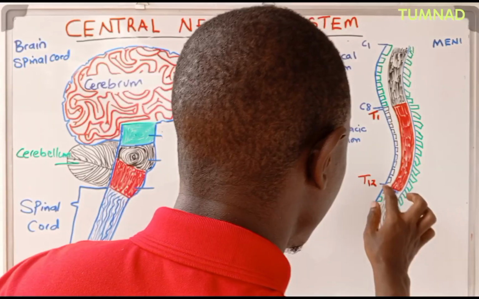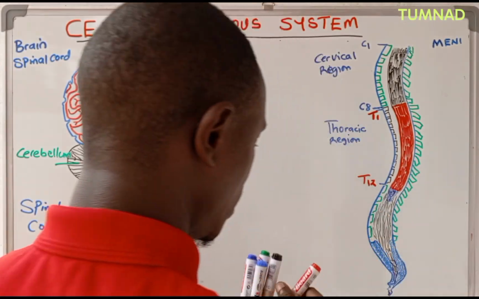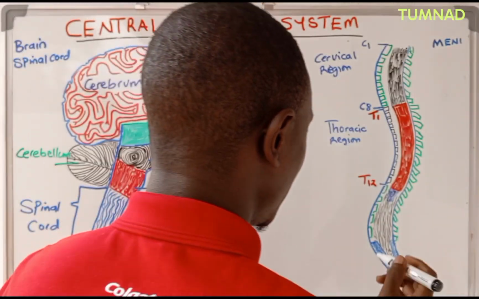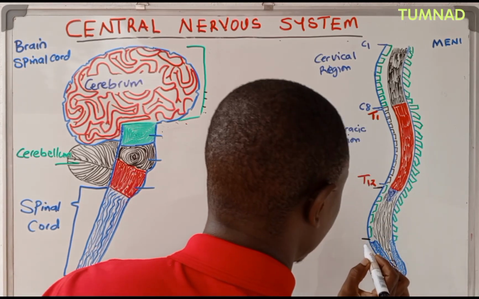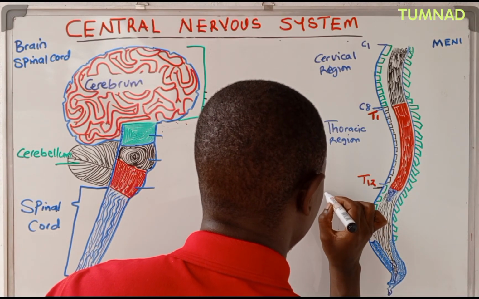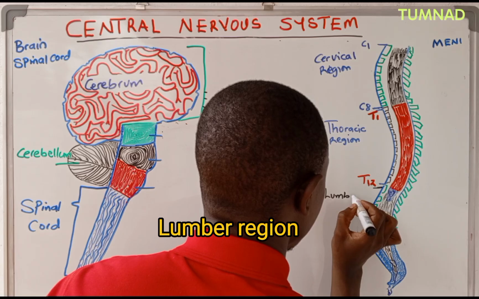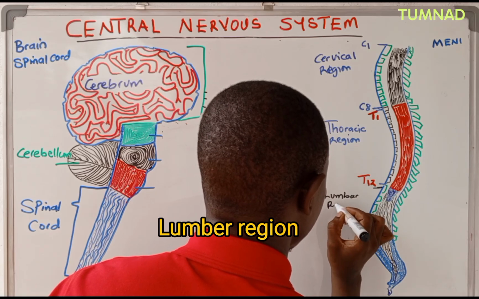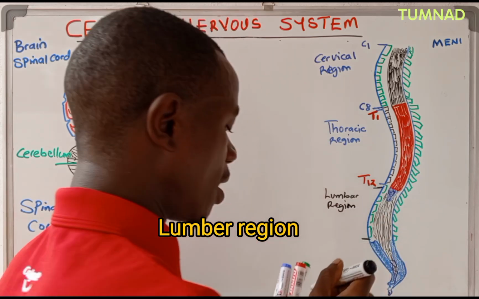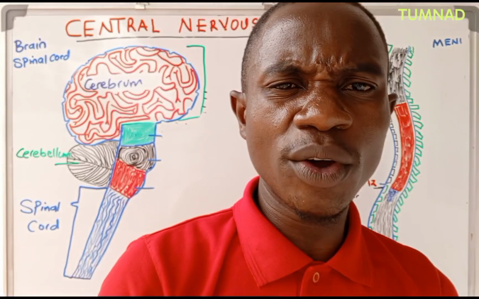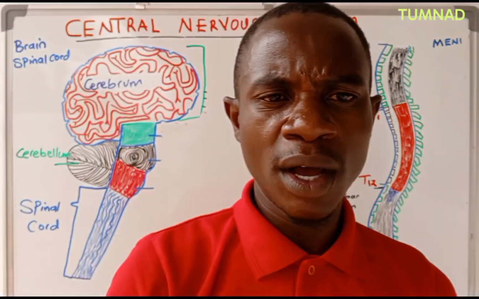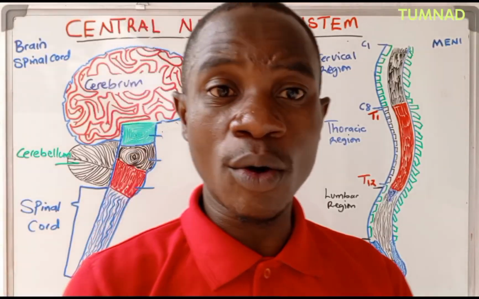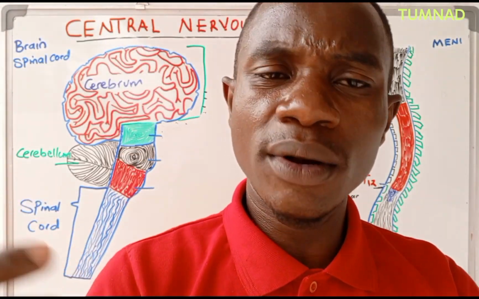Okay, so now from the whole of this area, going down here, from this point here up to this point here, this one is going to be our lumbar region. So, if it is the lumbar region, how do we call those spinal nerves which are exiting from the lumbar region? They are called the lumbar spinal nerves.